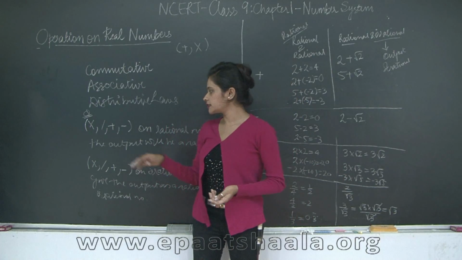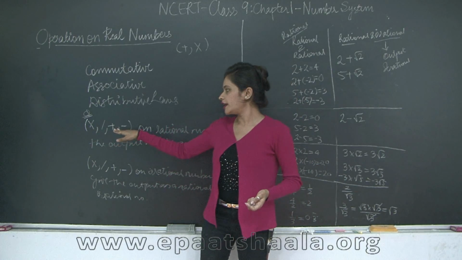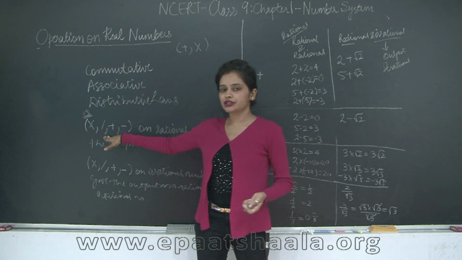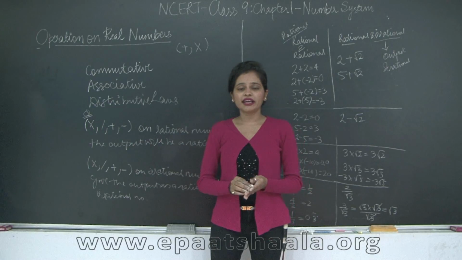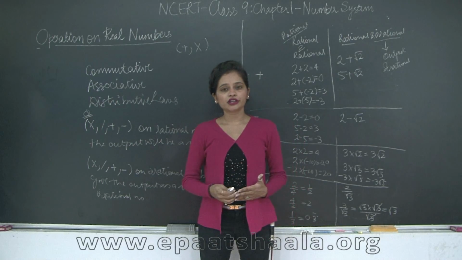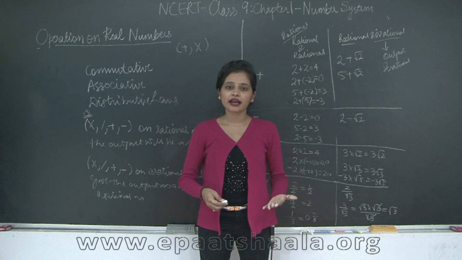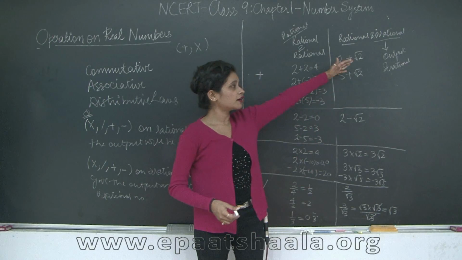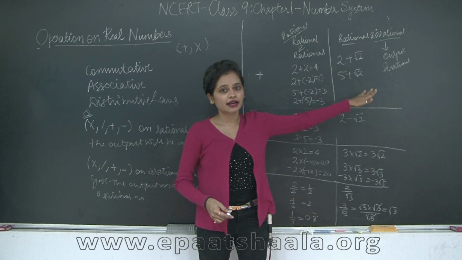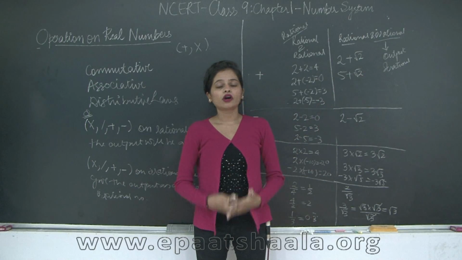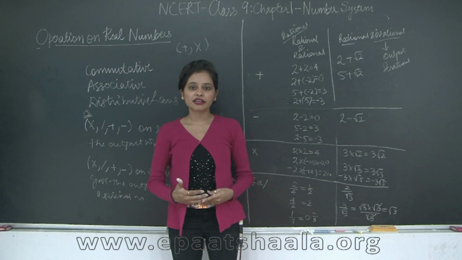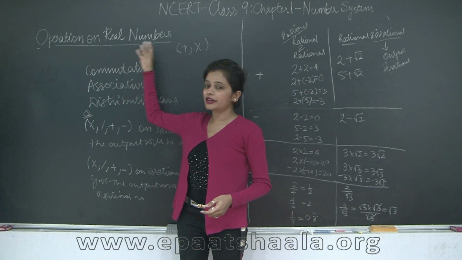So what did you notice? When you take into consideration these 4 signs, which is addition, subtraction, multiplication and division, if you take 2 rational numbers, the output is going to be rational. If you take 2 irrational numbers, the output could be rational or irrational, and when you take a combination of both, which is rational and irrational number, your output will always be an irrational number. So with this, we wind up with the explanation of your operations on real numbers.